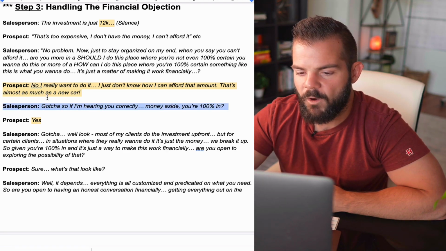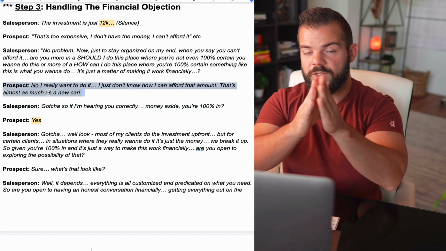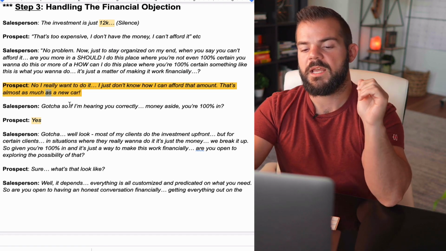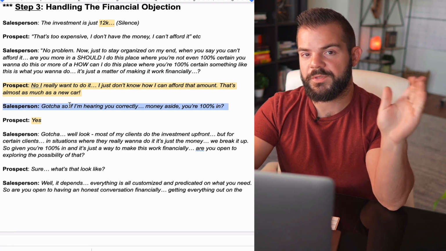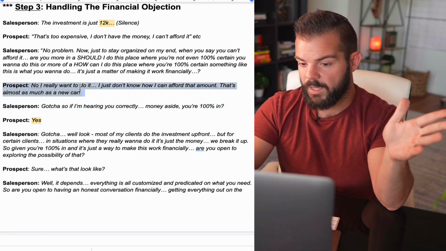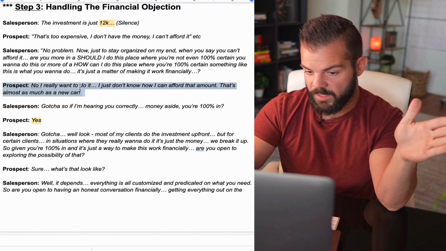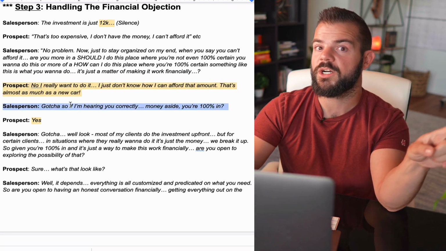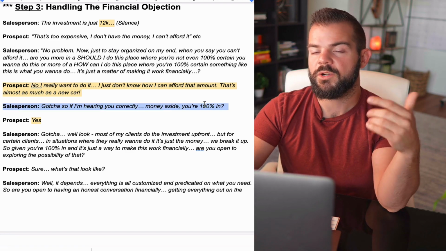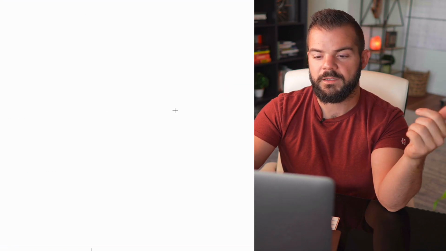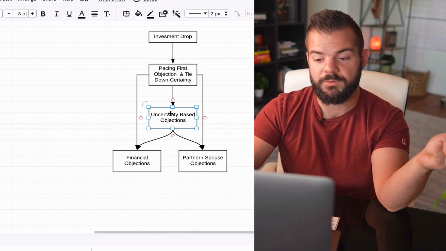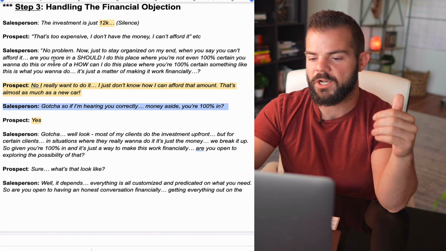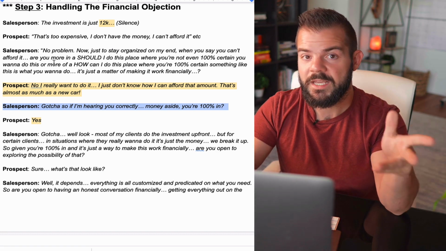Now, why do I do this? So I just isolated that it's a true financial objection, and he confirmed it here, if you can see on the screen. And now what I'm doing is what's called a double tie down. So I said, okay, great, so it's just the money, gotcha. If I'm hearing you correctly, money aside, you're 100% in. And really what I'm saying is, you're 100% in, this is the right thing, now's the right time. There's no uncertainty-based objections, it's really just the money. And that language of 100% in is very strong.